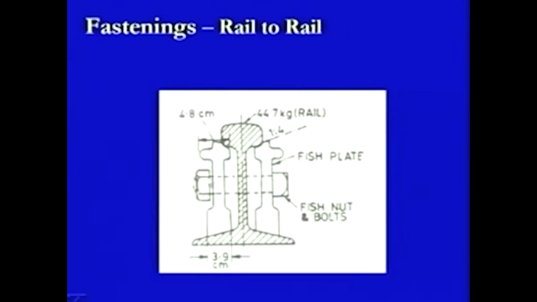That is why it is important to have the tight condition of all four bolts which are provided on these fish plates. And we can see that this is a 44.7 kg rail which is being shown here along with its dimensions. In this case, this is a 1:4 slope at which this fish plate is being cut in this size, so that it fits in with this rail section.